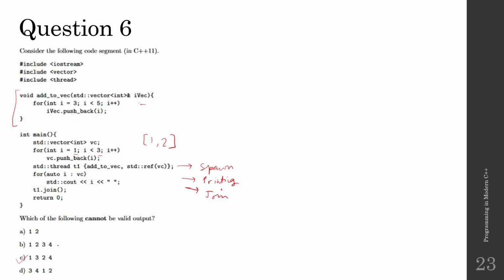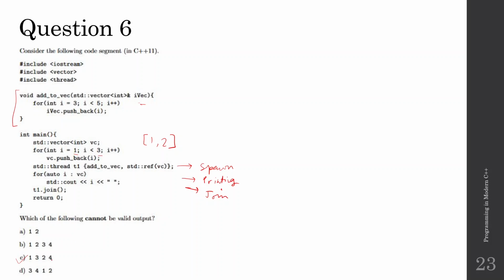Then your 1 2 3 4 is also a valid output. This is the output that will happen when everything works normally. So your vector will contain 1 and 2, and then you insert 3 and 4 to the vector, so you will have the output as 1 2 3 4, which is a valid output. So this is also not the answer.